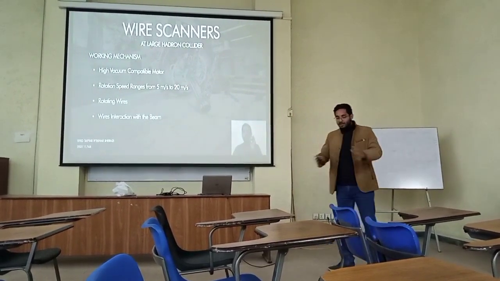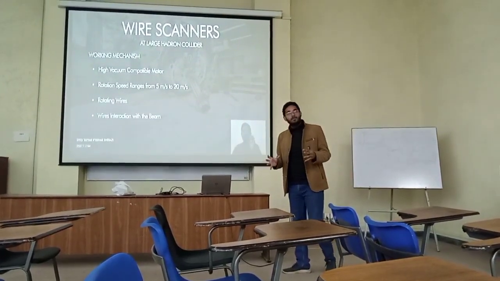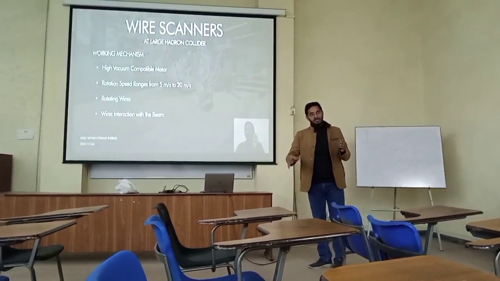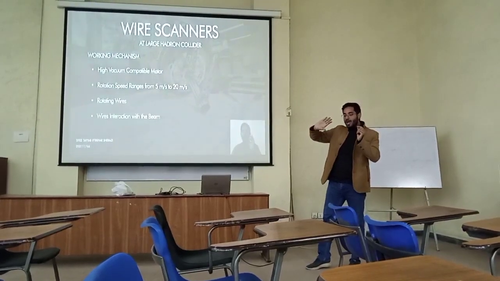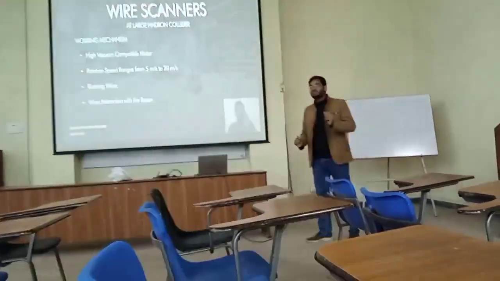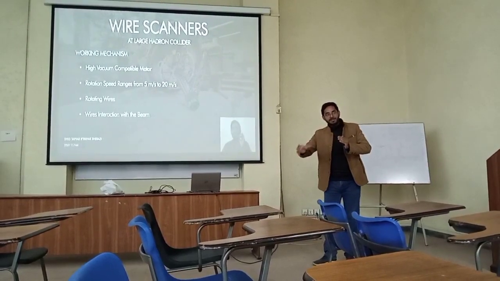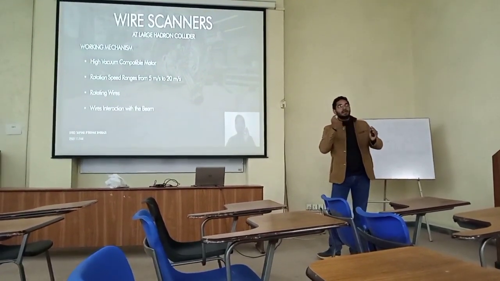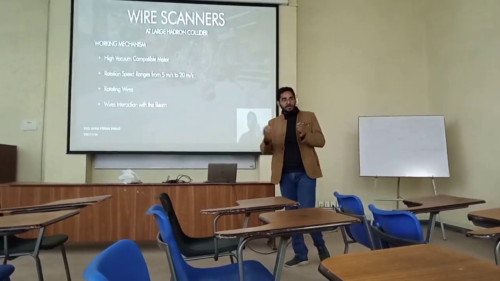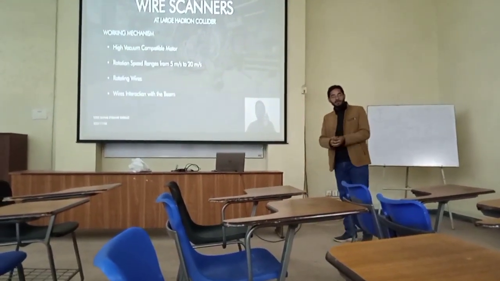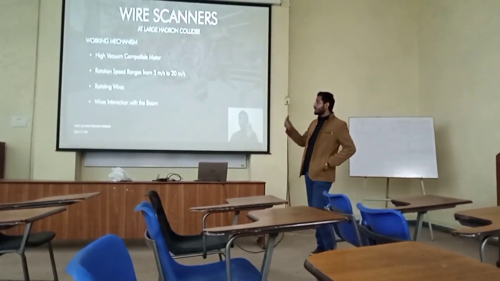There are a few important things in this scanner. In this device, there is a high-vacuum-compatible motor installed, and a wire is attached to that motor. The wire is rotated, and the speed of that rotation ranges from 5 meters per second to 20 meters per second. When it rotates, it interacts with the beam that is traveling inside the collider. When it interacts, there is a production of secondary beams. Those secondary beams are used to get the profile of the beam, and to calculate the intensity of the traveling beam. We can calculate the intensity of the beam using this device.